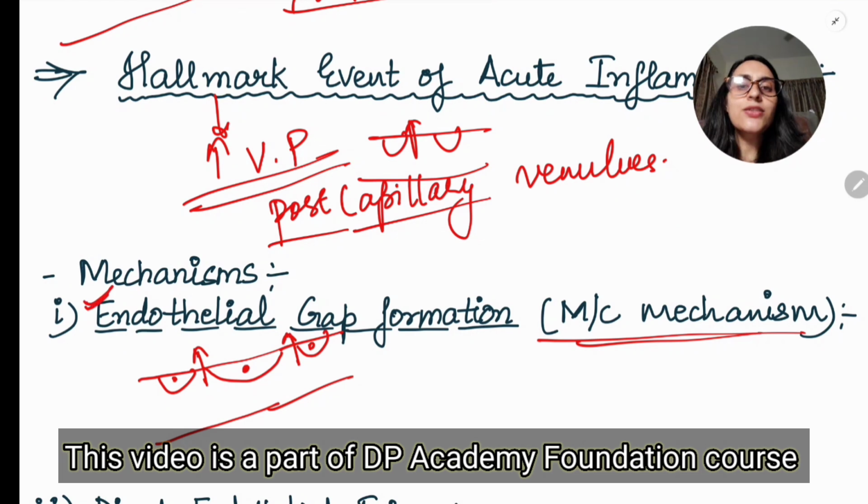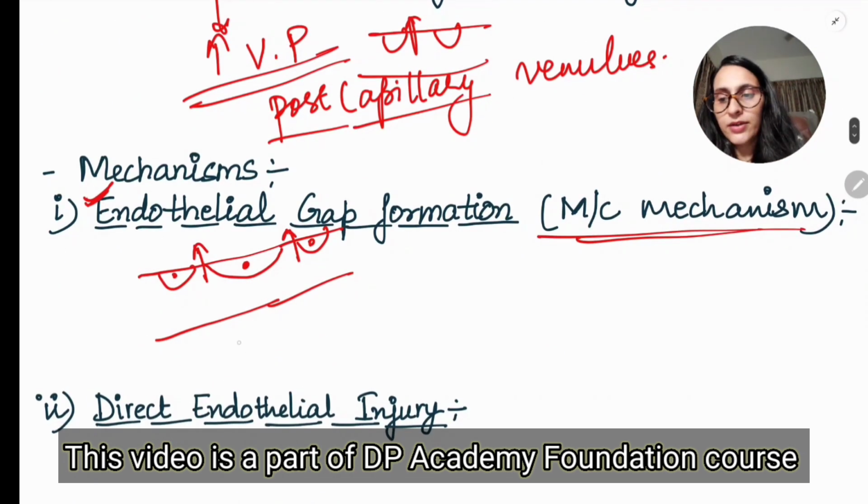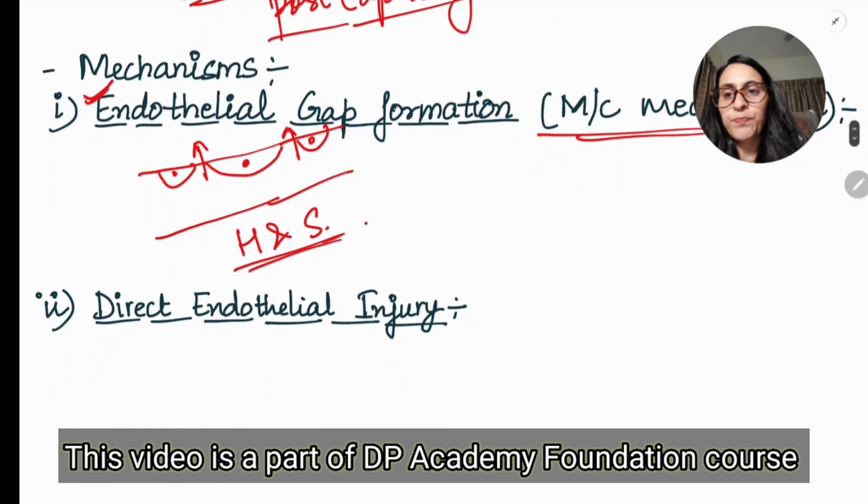Now, this is an immediate transient reaction. It starts and it ends immediately. So the mediators here are histamine and serotonin, which cause this endothelial gap formation.